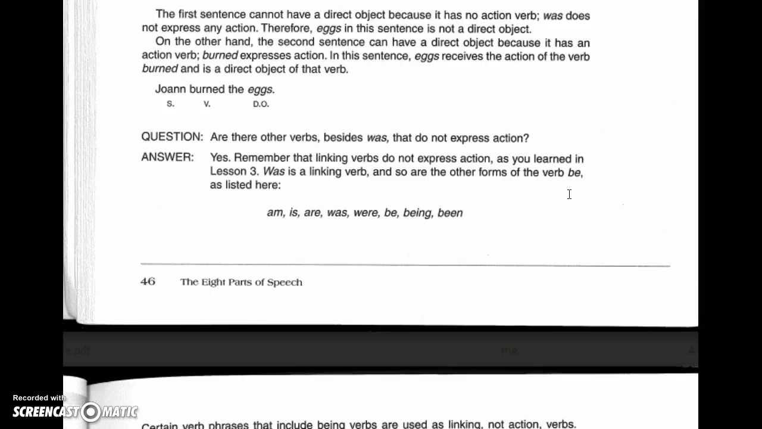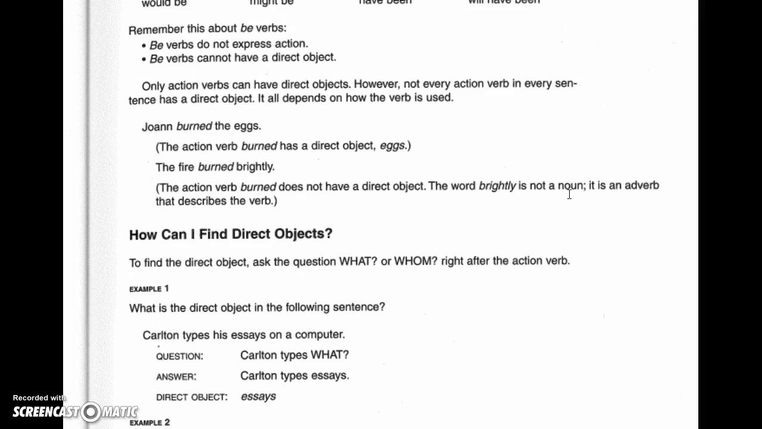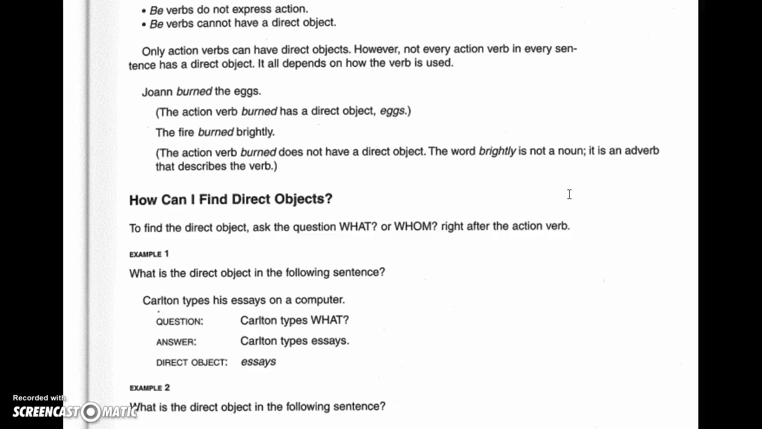And when we get to the first activity here, I'm going to be asking you to remember what you see on the screen here. You're going to be asking yourselves after you read the sentence, what or who, right after the action verb. In other words, when you read a sentence like you see in the frame, Carlton types his essay on a computer, you're going to ask yourself, Carlton types what? And then the answer, of course, is his essays, and essays becomes your direct object.